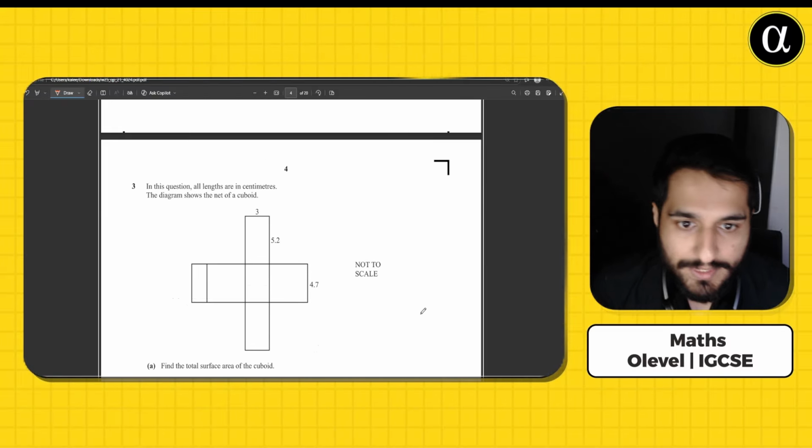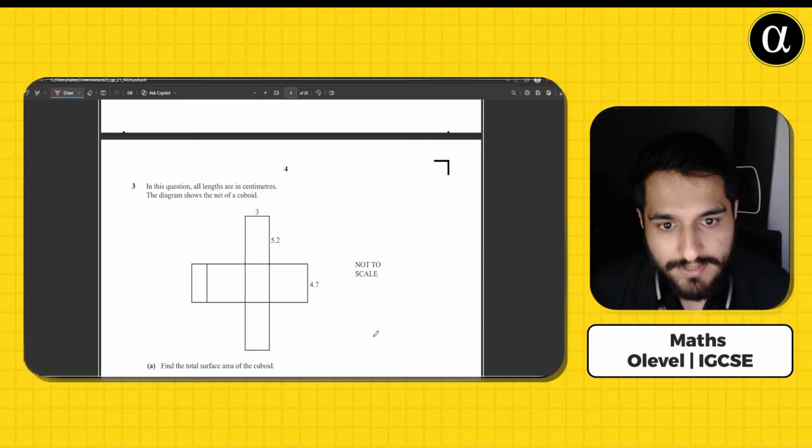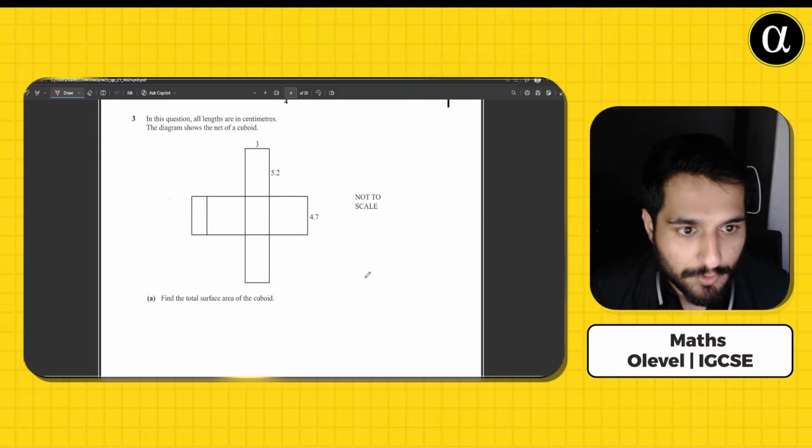Now question number 3, this seems to be a question from nets. It says, in this question all the lengths are in centimeters. The diagram shows the net of a cuboid.